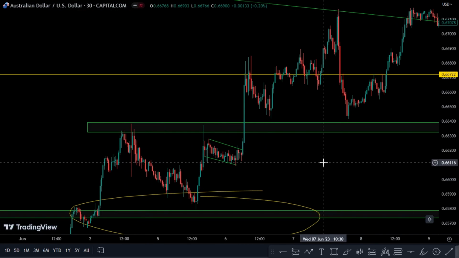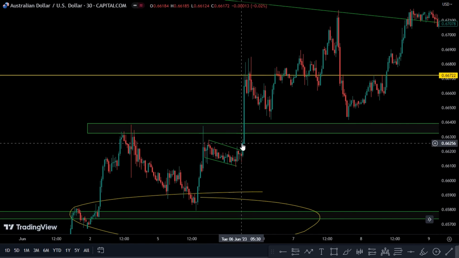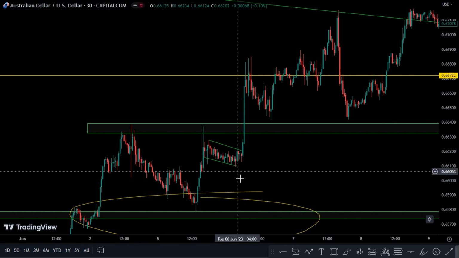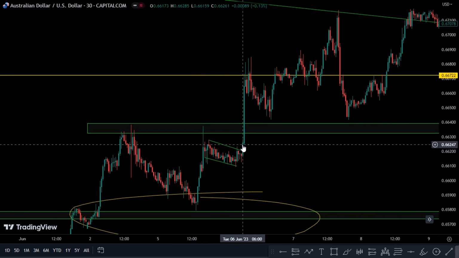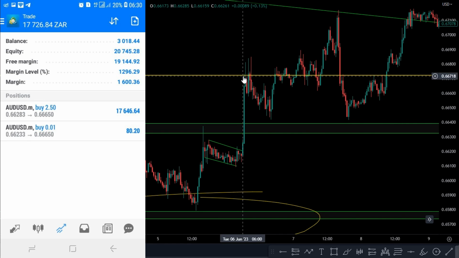So what happened before the news release? We had this impulse and then correction, and then before the news was released we had this candlestick close. As you can see, this candlestick closed exactly at 6:30, and then this one opened exactly at 6:30, which is the exact time the news was released, and we were able to capitalize on this push to the upside. We closed around this area right here, as it was the resistance, and we were anticipating a reaction.